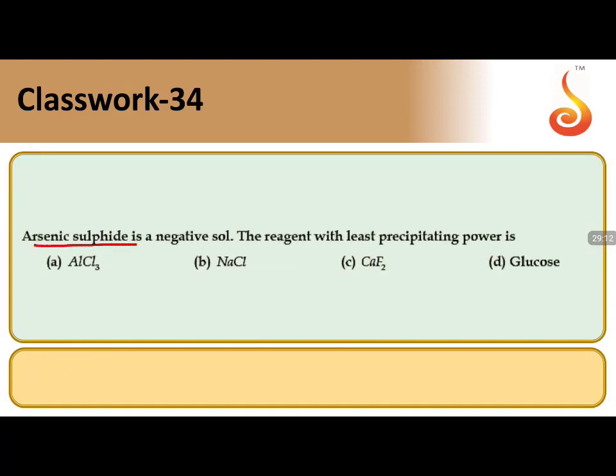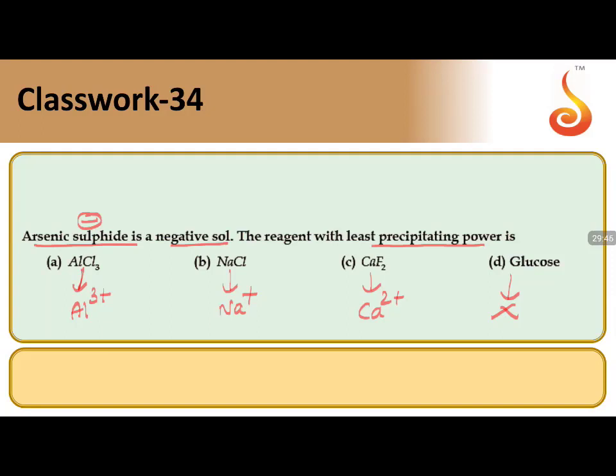Arsenic sulfide is a negative sol. The reagent with least precipitating power. According to the Hardy-Schulze rule, a positive ion can only coagulate a negative sol. The positive ion from NaCl is Na+. The positive ion from CaF2 is Ca2+. Is there any ion coming from glucose? No ion is coming from glucose. It is a non-electrolyte, so it cannot precipitate the arsenic sulfide sol easily.